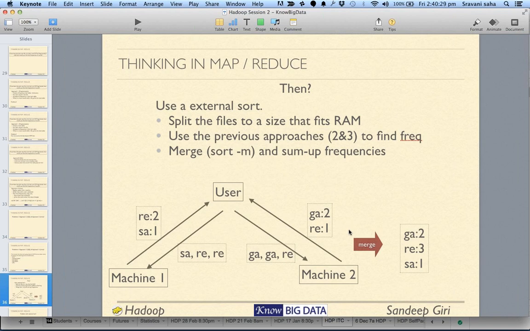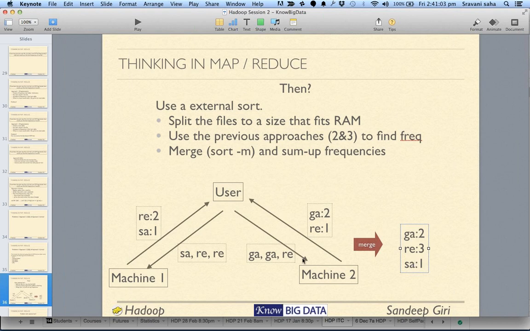All right, and then we merged it and we got this output. Does it make sense to you? We are trying to do a sort of network sort, or we call it external sort. Great. So basically this is what we did.